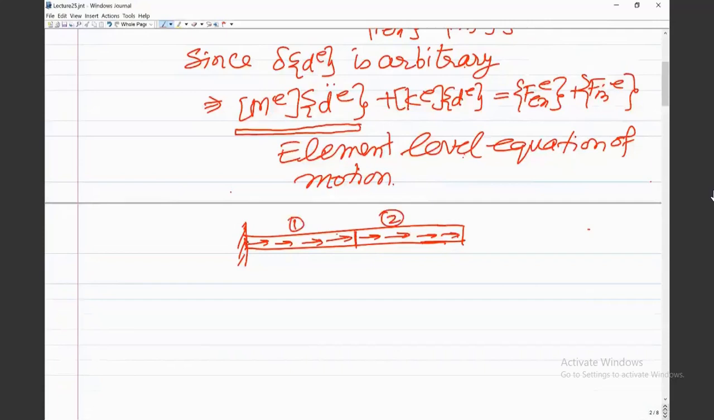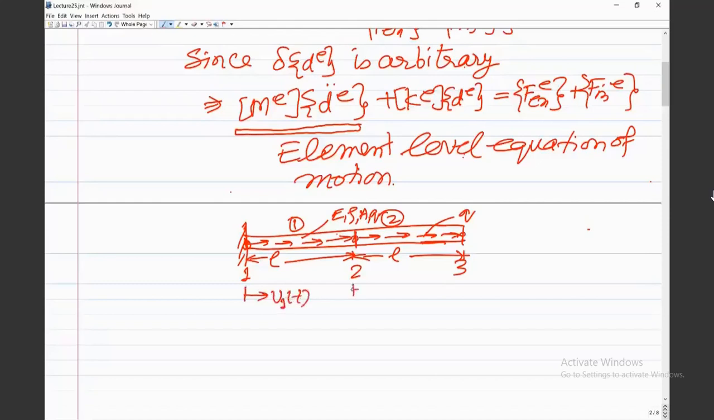The nodes are: this is global node number 1, global node number 2, and this is global node number 3, and each element is of the same length L. The properties are E, the Young's modulus, rho, the density, A, the cross-sectional area of the elements, and q, the distributed load. The global degrees of freedom at each node are U1 as a function of t, U2 as a function of t, and U3 as a function of t.